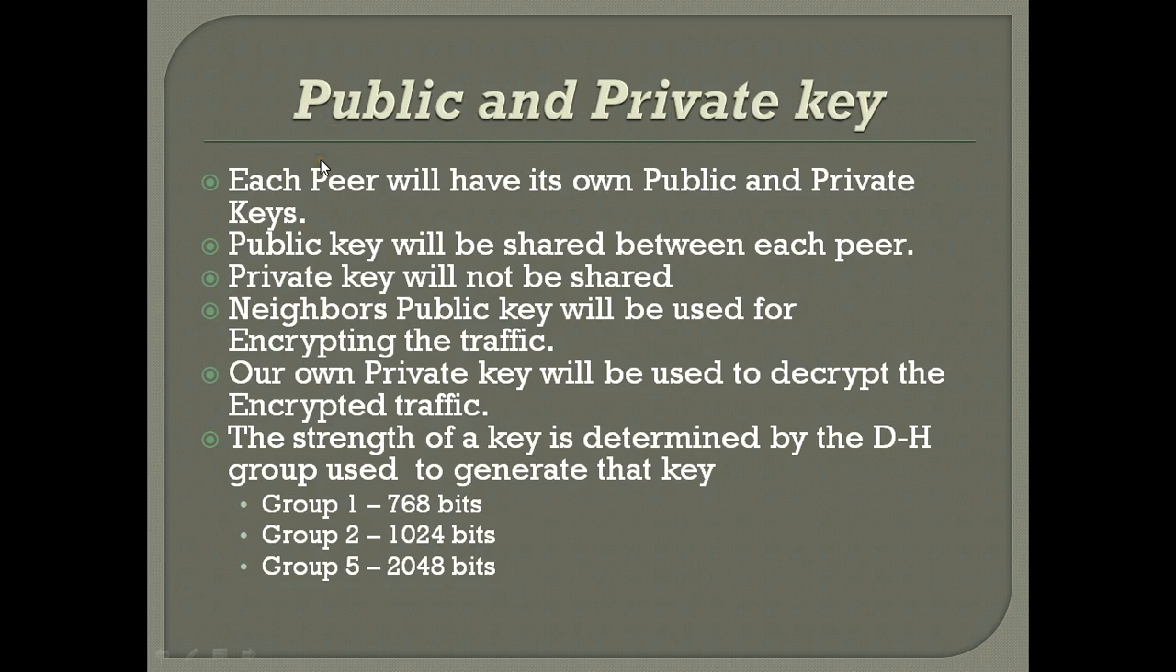So this is all we have discussed now. Each peer will have its own public and private keys. The public key will be shared between the peers, and the private key will not be shared. Each private and public key will be unique, and our neighbor's public key will be used for encrypting the traffic. Our own private key will be used to decrypt the traffic. The strength of the keys, that is the encryption, is totally based on the DH groups, that is group 1, group 2 or group 5. Group 1 uses 768 bits, group 2 uses 1024, and group 5 uses 2048. The higher the group number, the more complex and more secure the encryption and decryption.